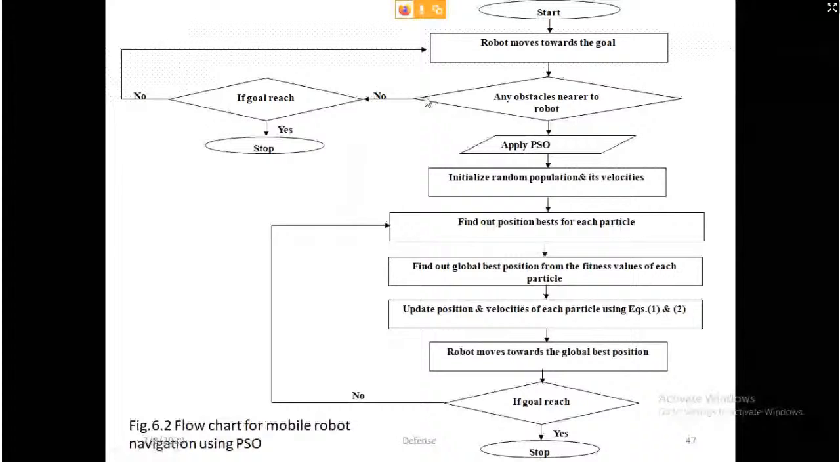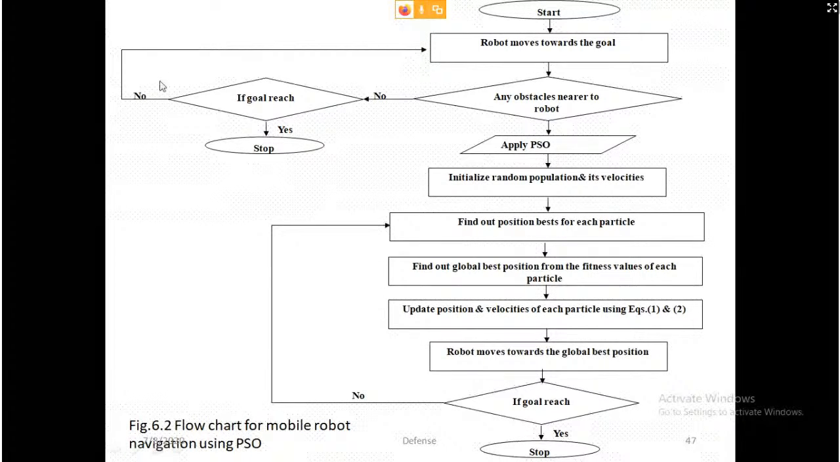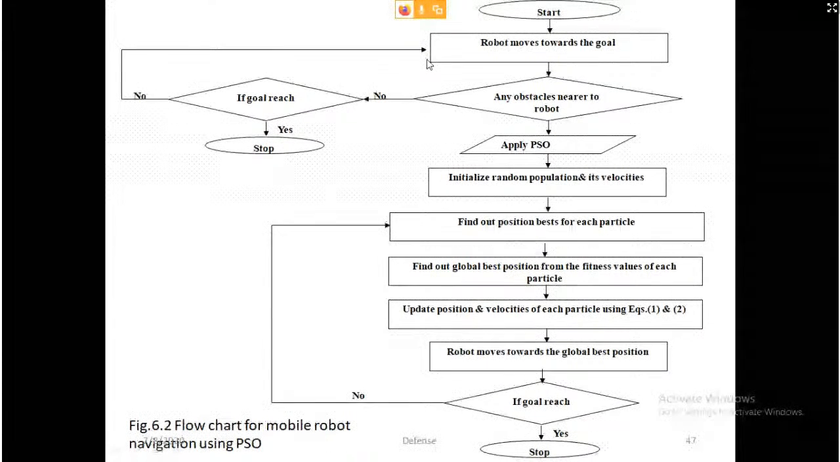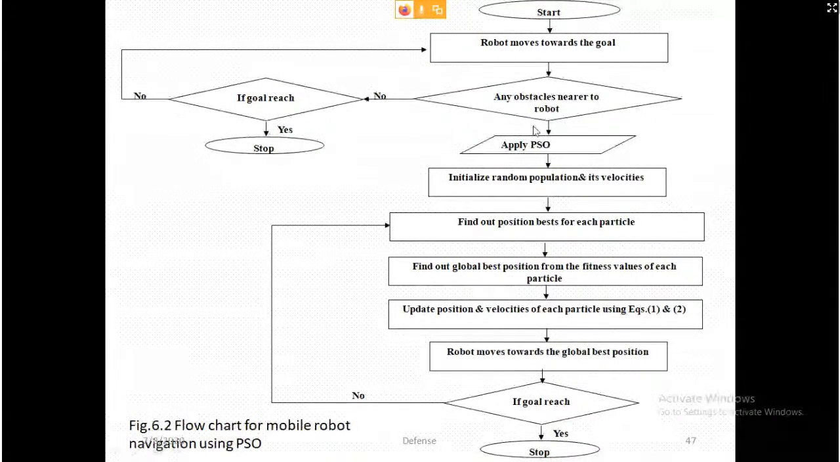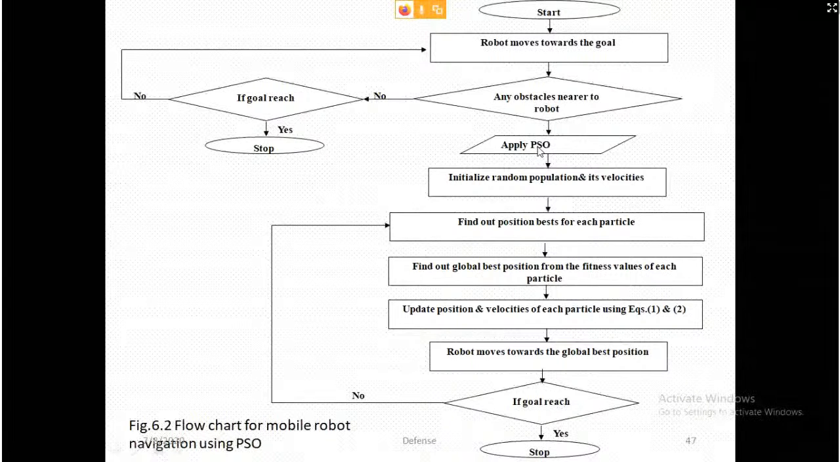If there are no objects present in the environment, then the robot will simply move towards the goal, towards the target, and it will finish easily. If the goal is reached, yes, it is stopped, your task is completed. If not, move the robot towards its goal. So this is one criterion. If there are no objects, fine. The problem comes here: if my robot has sensed some objects, then the particle swarm optimization will be activated.